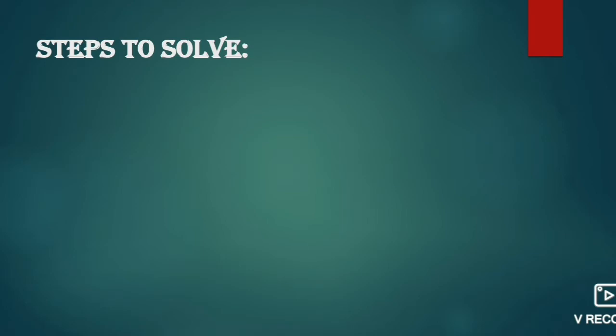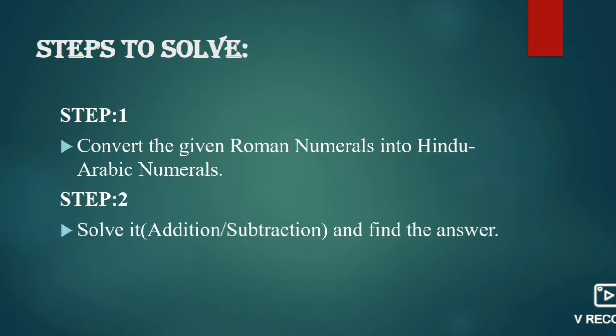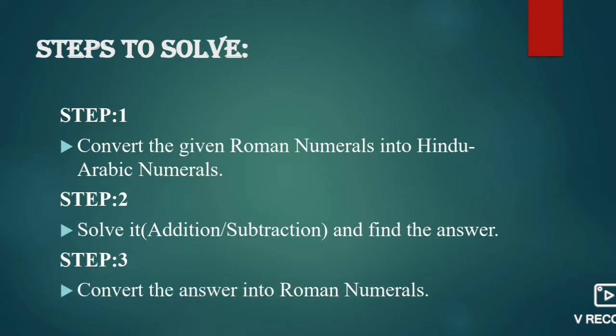Steps to solve the Roman numerals. Step 1. Convert the given Roman numerals into Hindu-Arabic numerals. Step 2. Solve it and find the answer. That is, if it is addition, add it, or if it is subtraction, subtract it and find the solution. Step 3. Convert the answer into Roman numerals.